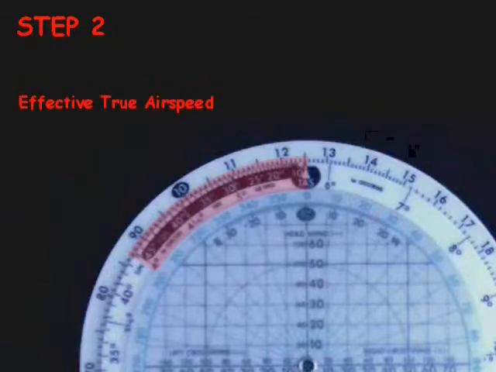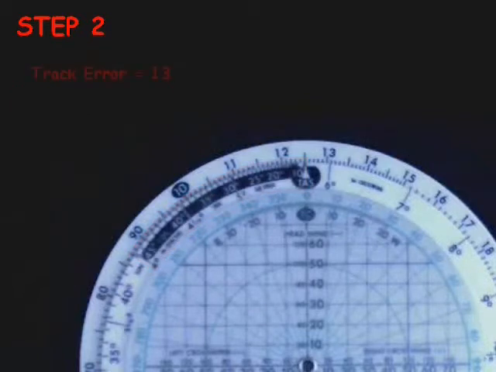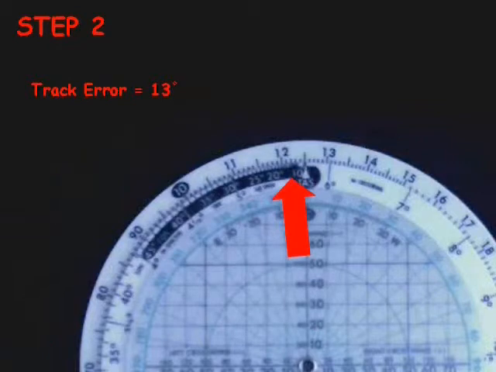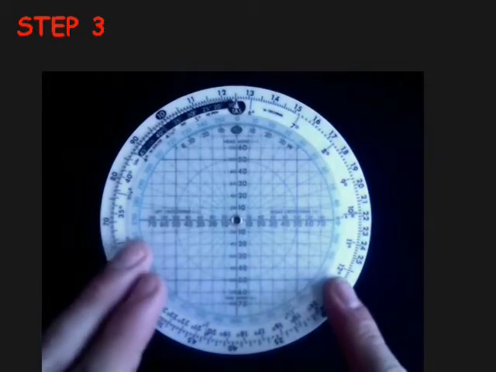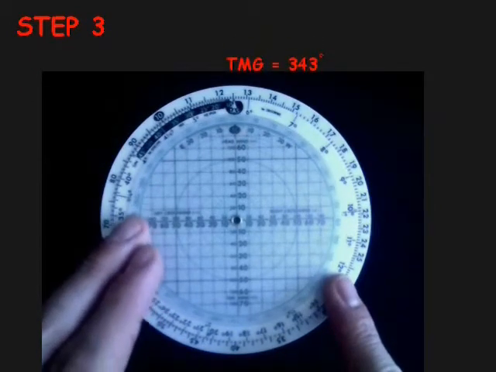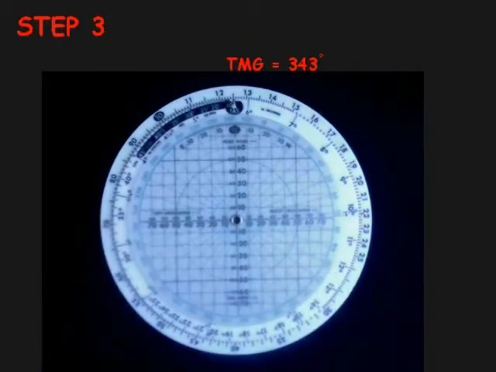This step is only required if our track error is more than 10 degrees. In today's exercise, our track error is 13 degrees, so reading off the black strip next to the TAS marker, we can see our effective true airspeed is 122 knots. Step 3. Set the track made good of 343 degrees on the true course marker.